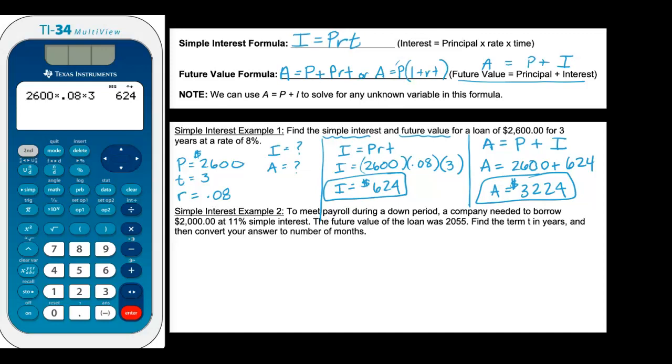Okay, so let's look at simple interest example 2. To meet payroll during a down period, a company needed to borrow $2,000 at 11% simple interest. So right away, I'm just going to go ahead and write that down. Borrow, so that means principal is $2,000. And then my rate, 11%, which is 0.11 as a decimal. The future value, so that's A. The future value of the loan was $2,055. So they borrowed $2,000, but in the end, they ended up paying $2,055.